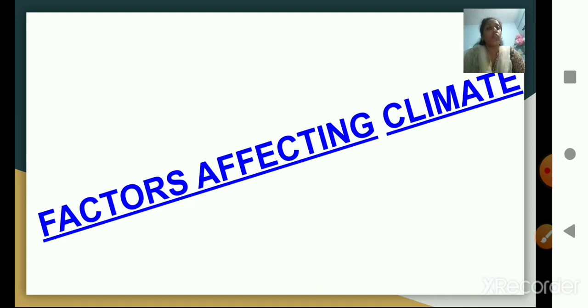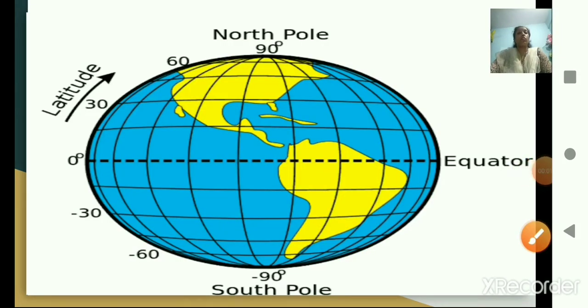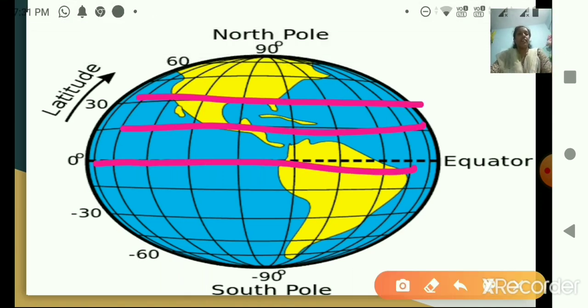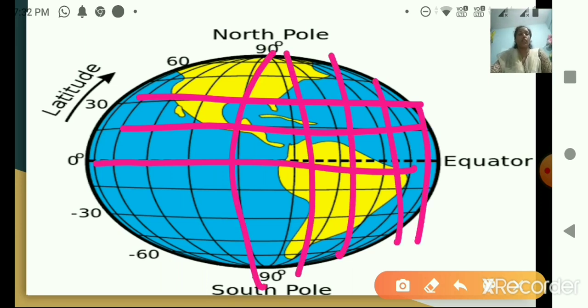Children, let us see what are the factors affecting climate. So in our today's class, we will see latitude. What is latitude? If you take a look at a map or a globe, you may notice lines running. Some are horizontal and some are vertical lines. On the map or on a globe, you see these kind of lines.